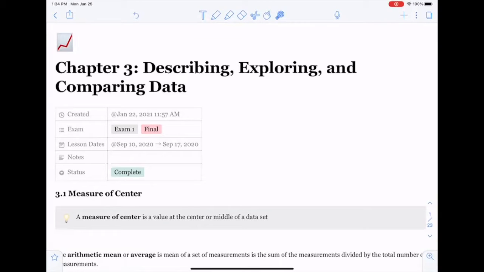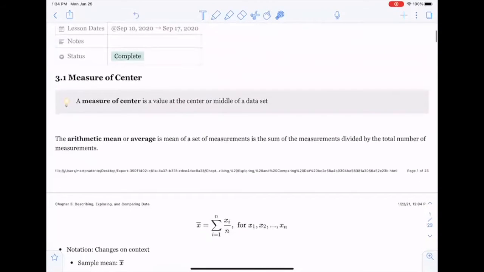Hello. In today's lecture, we're going to start Chapter 3, Describing and Exploring Data. The first section is talking about a measure of center. And by a measure of center, we mean a value that is at the center or middle of our data set. The easiest measure of center we can have is the arithmetic mean or the average.